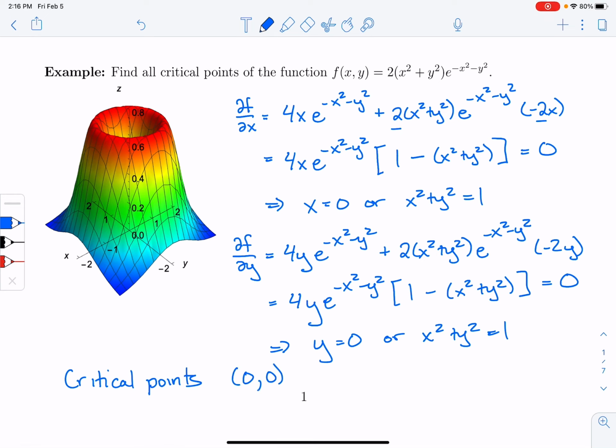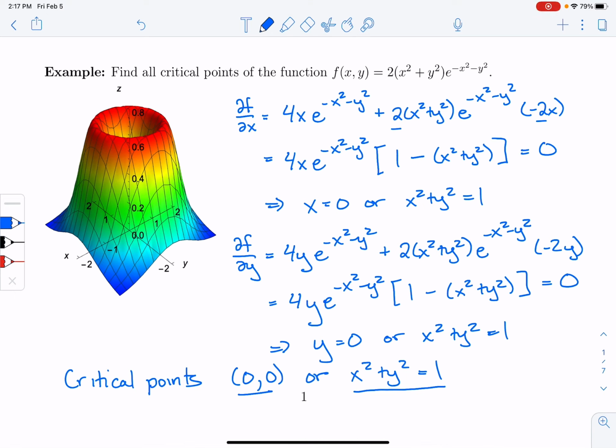Or the entire circle, x squared plus y squared is equal to 1. So those are my two critical points: 0, 0, or x squared plus y squared is equal to 1, the entire circle. And so notice, essentially, I have infinitely many critical points. This is something that can happen. You might not just get one single critical point or a finite set of critical points. In this case, I have infinitely many critical points.